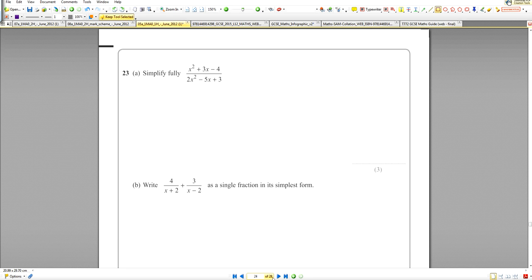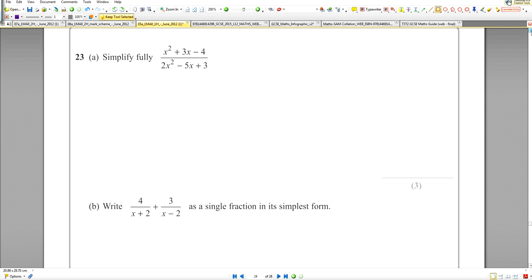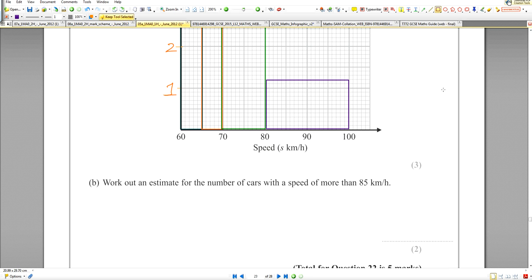Okay. Right. Let's make this a little bit bigger. That's better. That's lovely. Okay, Mr. Hamza, you can have this back. Okay, simplify fully x squared plus 3x minus 4 over 2x squared minus 5x plus 3. Hey, go on. I've missed one. Okay, go on then. Oh, okay, sorry. I didn't see that question. Pardon me. Okay, folks, students have missed the question.